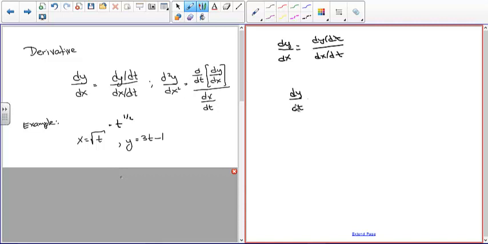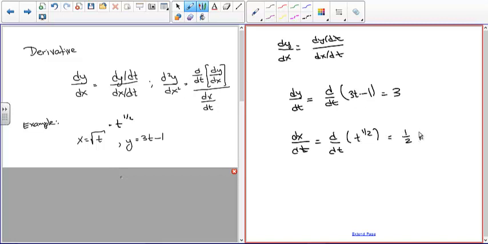dy/dt would be equal to the derivative with respect to t of 3t minus 1, because that's what y is. So that's equal to 3. So the variable now is t instead of x or y. So the derivative of 3t is just 3. And then dx/dt is the derivative with respect to t of t to the 1/2 power, which is going to be equal to 1/2 t to the minus 1/2 power, or 1 over 2 square root of t.